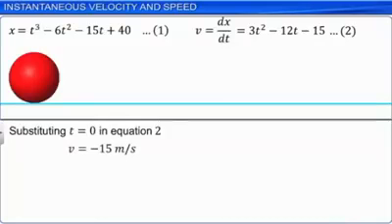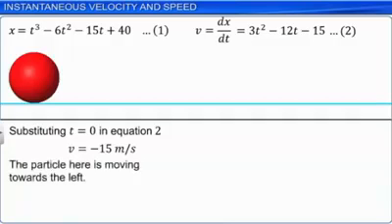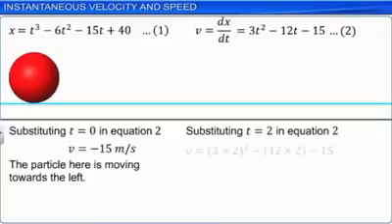At t = 2 seconds, we need to find the value of v. Substituting t = 2 in equation 2, v = 3 multiplied by 2 squared minus 12 multiplied by 2 minus 15, which is 12 minus 24 minus 15. That is minus 27 meters per second. The particle here is moving towards the left.